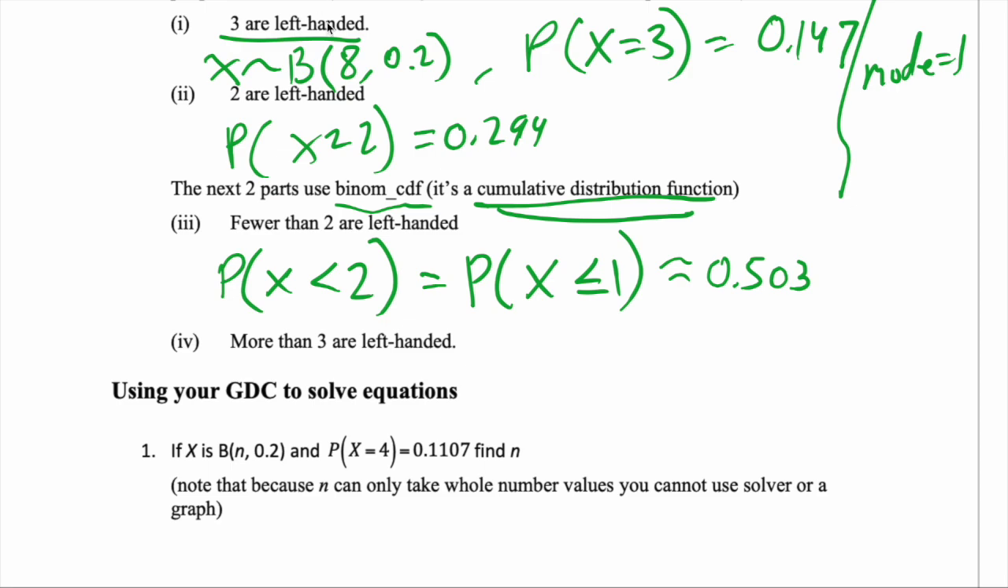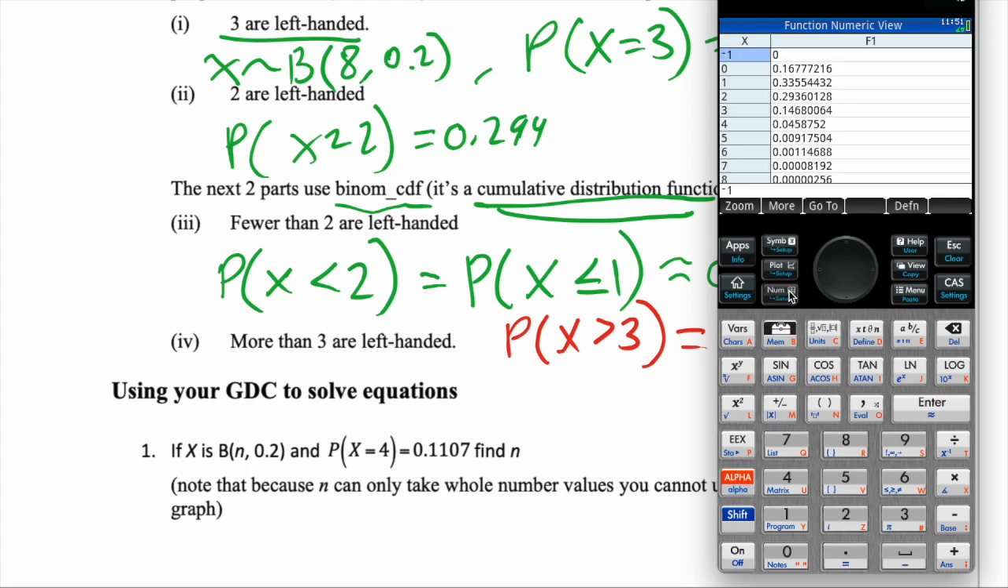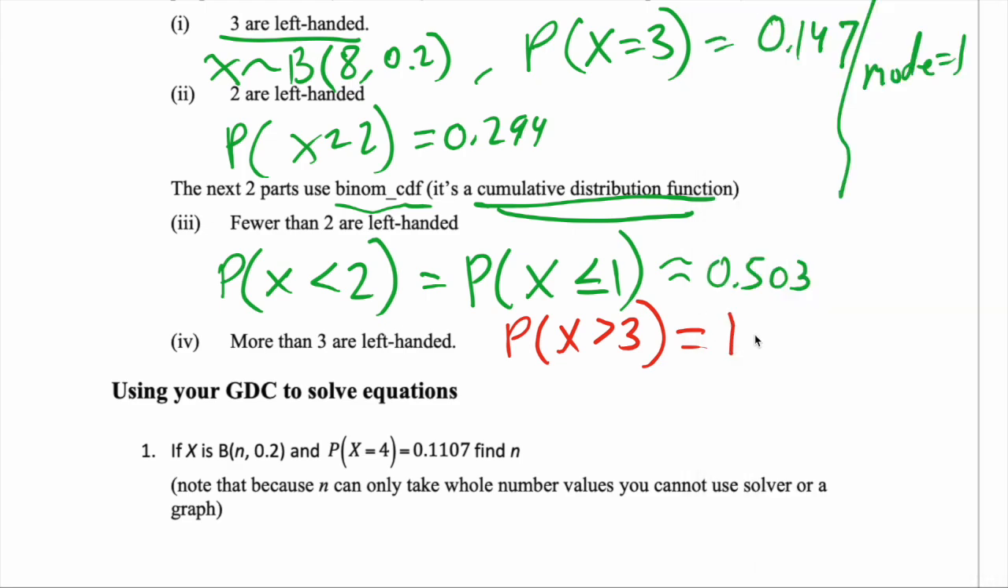More than, so let's look at this one, more than 3. Greater than 3 means, let's go back to that table, 4, 5, 6, 7, 8. So you can just add those together. Or you could do, they all add to 100%, right? So you can do 1 minus probability x is less than or equal to 3. Or you could do probability x greater than or equal to 4. Those two probabilities are the same.